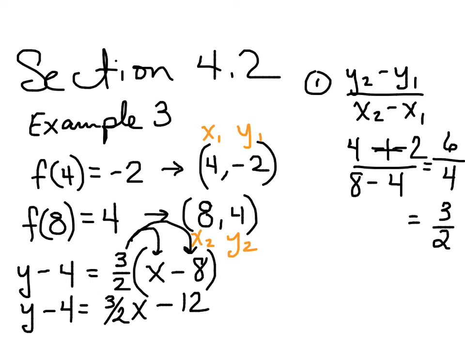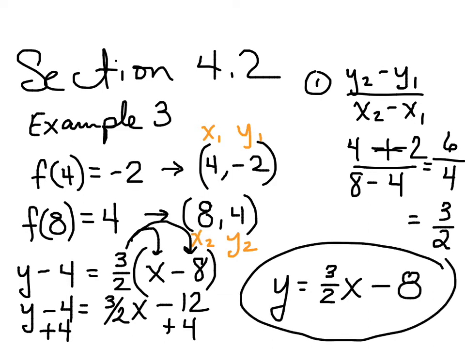Okay? Now, how do I get y by itself? How do I get rid of the minus 4? Add 4 to both sides. Good. So I end up with y equals 3 over 2 x. And then what is negative 12 plus 4? Negative 8. And that's number 3, or example 3.